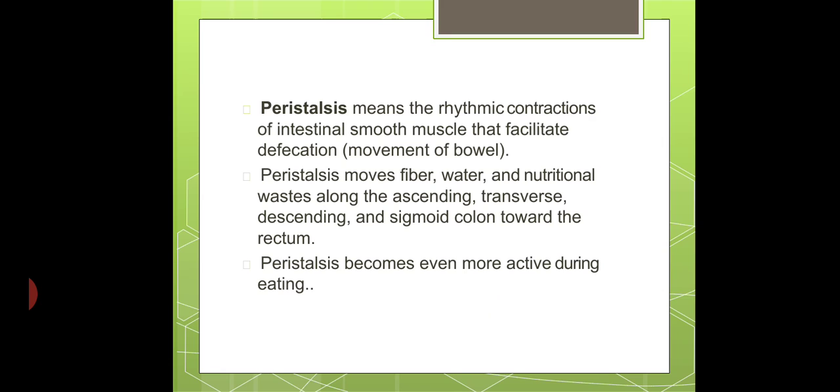The next, the peristalsis moves fiber, water and nutritional waste along the ascending, transverse, descending and sigmoid colon towards the rectum. Actually, before going to this chapter, we have to read something regarding the digestive system or GI tract, because this chapter is totally related to the GI system or gastrointestinal system. You should have the base regarding the GI system. After getting some knowledge regarding the GI system, you will come to know regarding this topic.